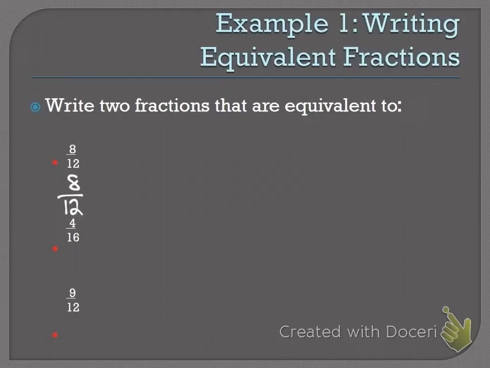Another thing that's important is that you use the same original problem for both equivalent fractions. You're always going to be asked to write 2 equivalent fractions, so you always want to use the same original fraction for both. So 8 over 12, I'm going to first multiply top and bottom by 2. Like I said, this isn't the only one that I could have chosen. I could have multiplied by 3, by 5, by 10, by 20, as long as I do the same thing to top and bottom.